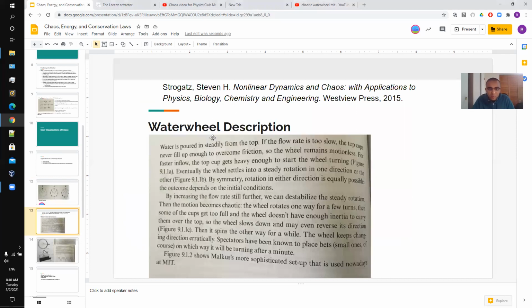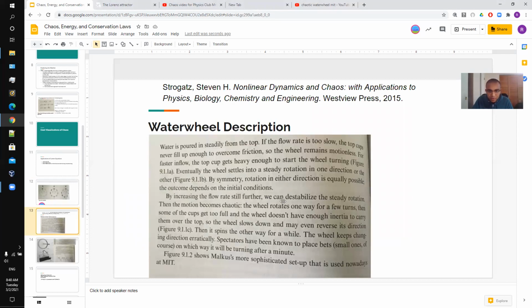Here's how it works. Water is poured in steadily from the top. If the flow rate is too slow, the top cup will never overcome the friction, so the wheel won't move. But if it's faster, then the top cup will get heavy enough to get the thing moving, and then it'll eventually settle into steady rotation in one direction. And it can be equally possible by symmetry which direction it goes in.